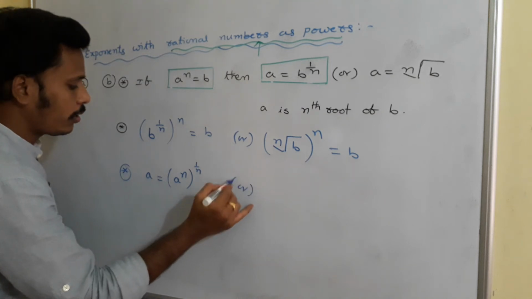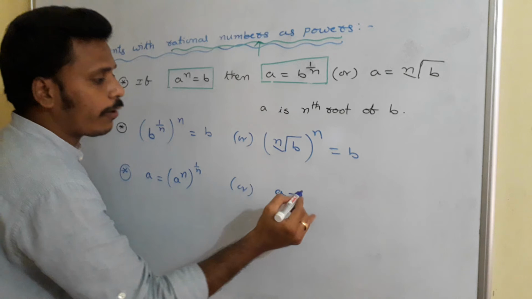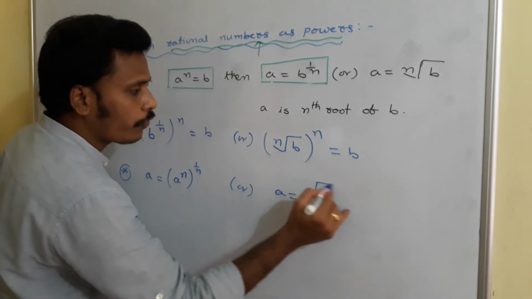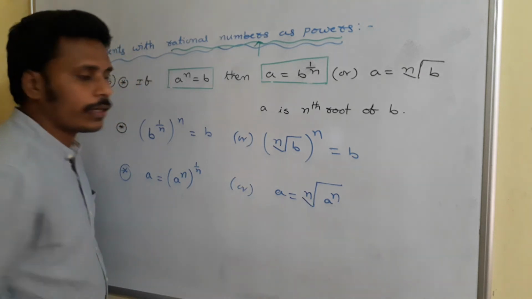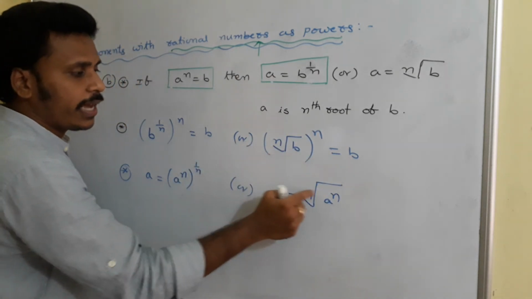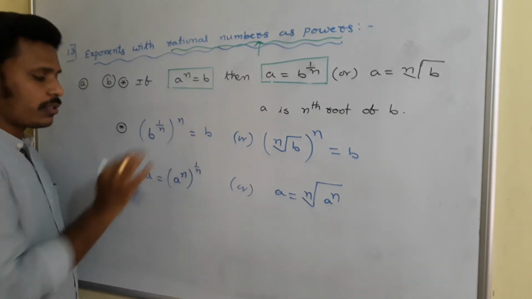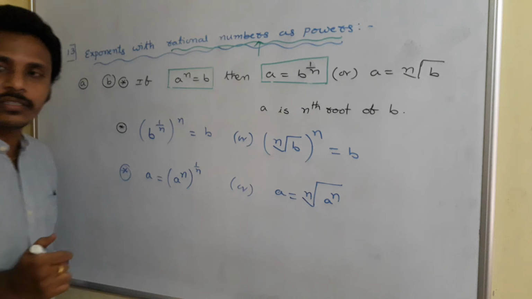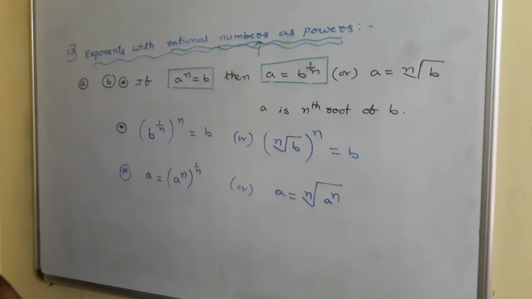Or a is equal to the nth root of b I have. So nth root of b means what? a power n. Okay? Just observe now. n and n, your answer is b. n and n, your answer is a. The same quantity we are getting. n and n, your answer is b. n and n, your answer is a. So based on this, there is a chance to answer many questions.